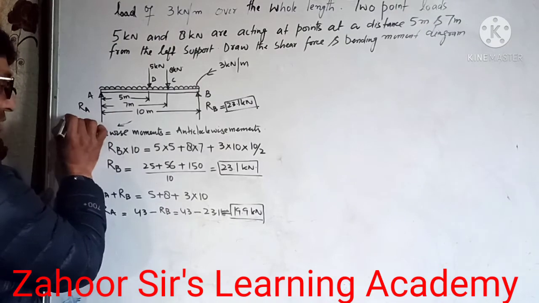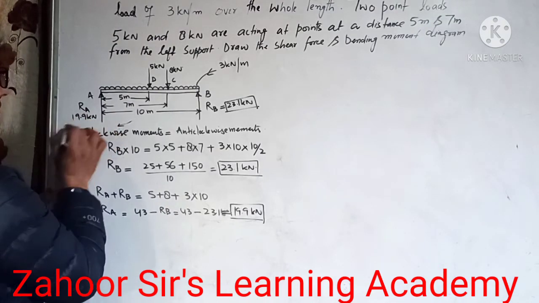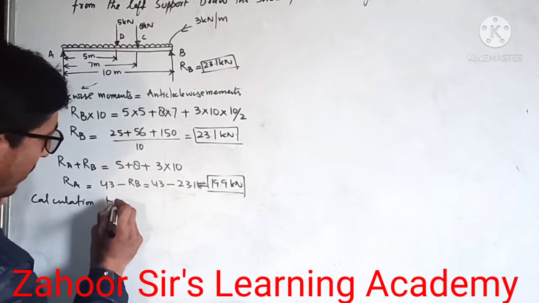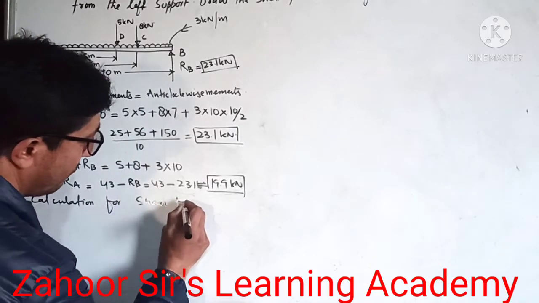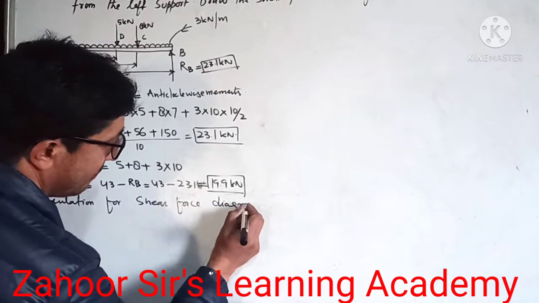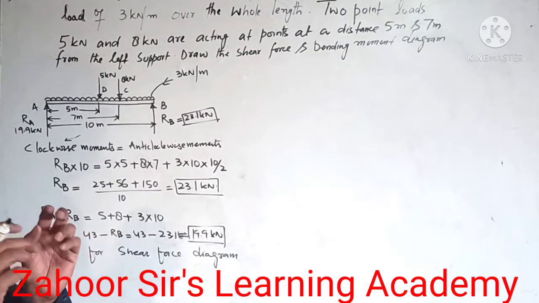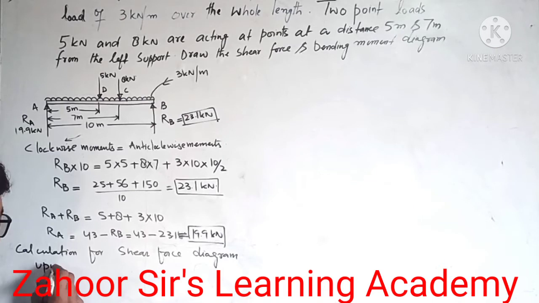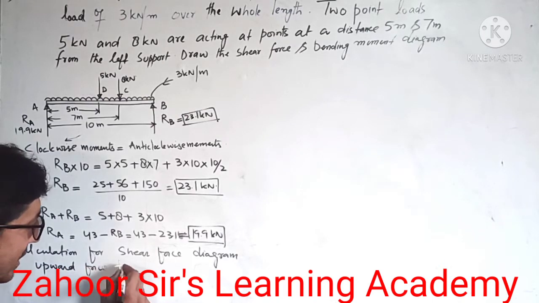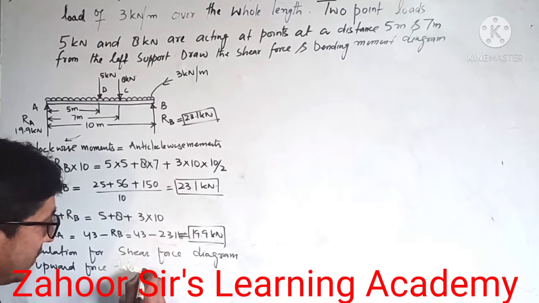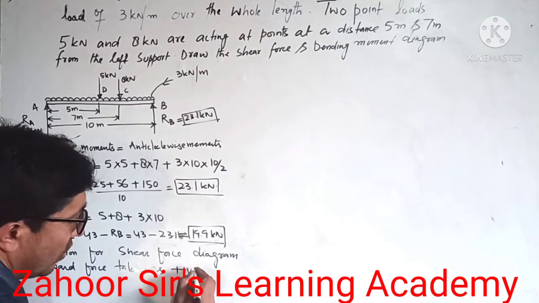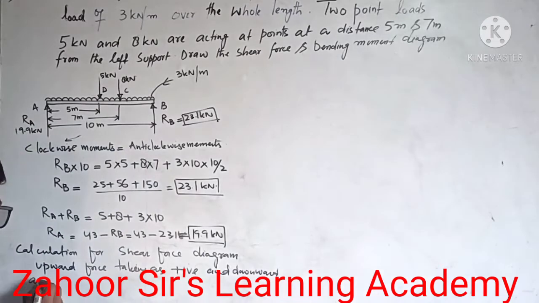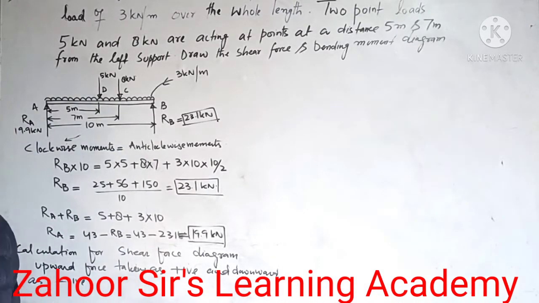Now we know the magnitude of this. It is 19.9 kilonewton. Now let's calculate the shear force. Calculations for shear force diagram. So all the upward forces should be taken as positive and all the downward forces should be taken as negative. So upward forces taken as positive and downward as negative.